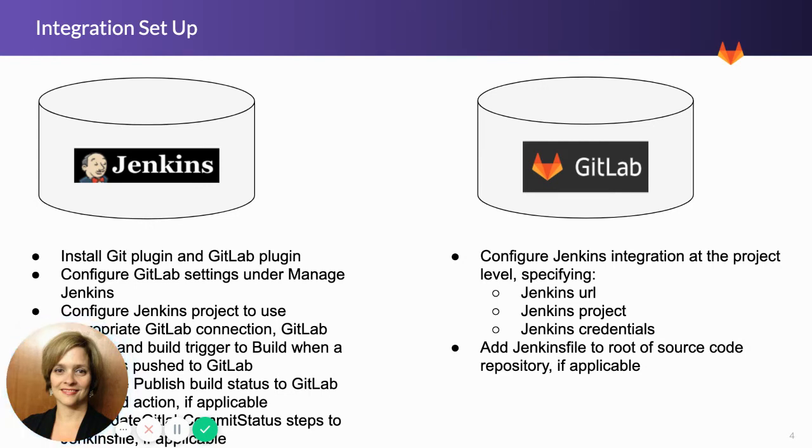On the GitLab side, it's a project level integration as part of the project integration menu. We need to, in that Jenkins CI integration, configure the Jenkins URL, the project, and the username and password or API token that will be used. If we're using a Jenkins pipeline and we want to store the Jenkins file in our source code repo, we also need to specify to add the Jenkins file into the root of our source code repo as well.